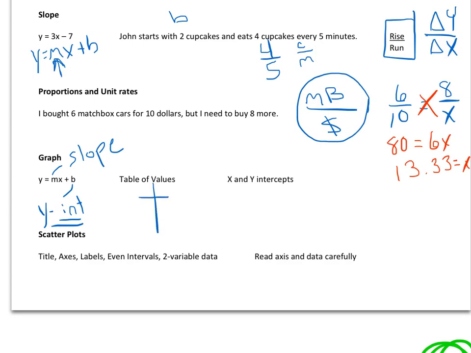For a table of values, that's something that probably looks something similar to this. My favorite numbers are -1, 0, and 1, only because they cancel out. That's kind of our default method for graphing. If you forget, then use that.